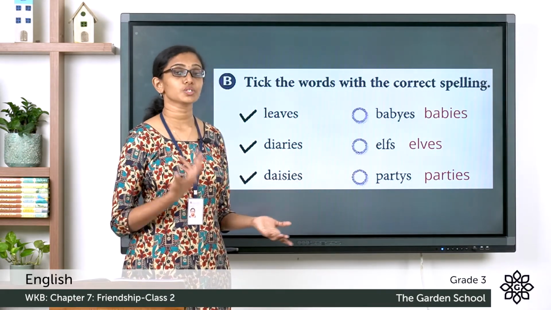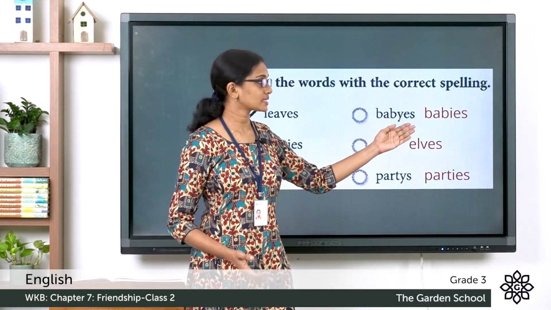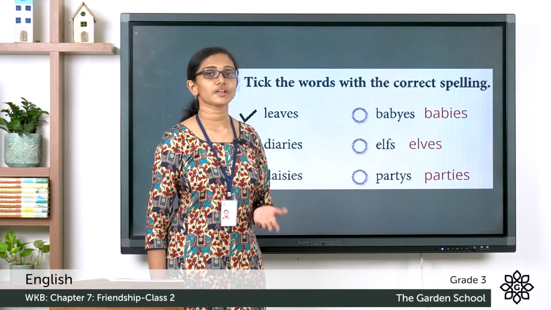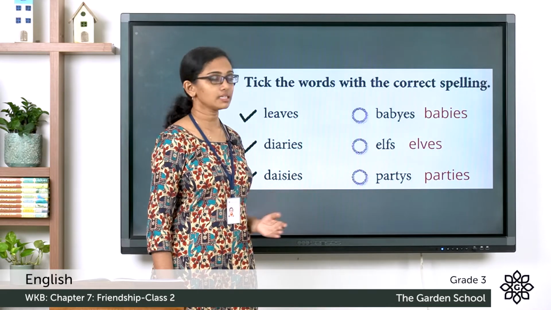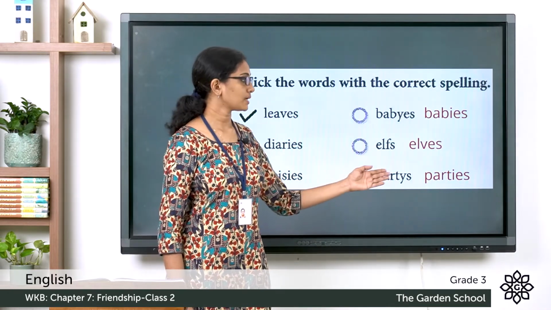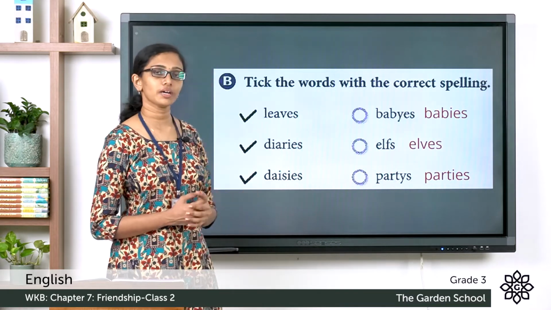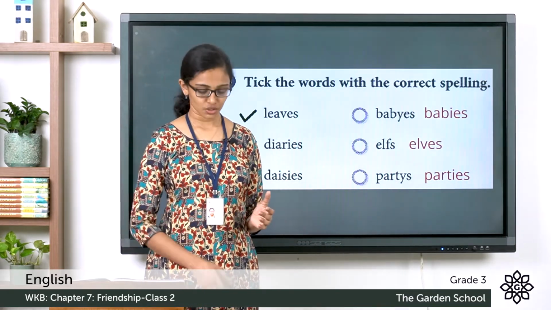And let's see which is the correct spelling of each of these. So babies, the correct spelling is BABIES. And for elves, the correct spelling is ELVES. And for parties, the correct spelling is PARTIES. You may note down these words with the correct spellings in your notebook. Now let's move on to the next section.